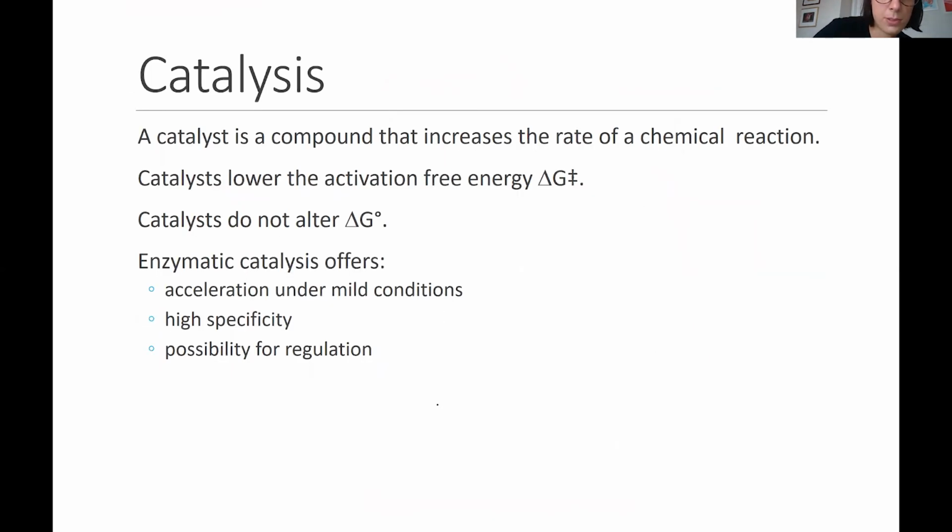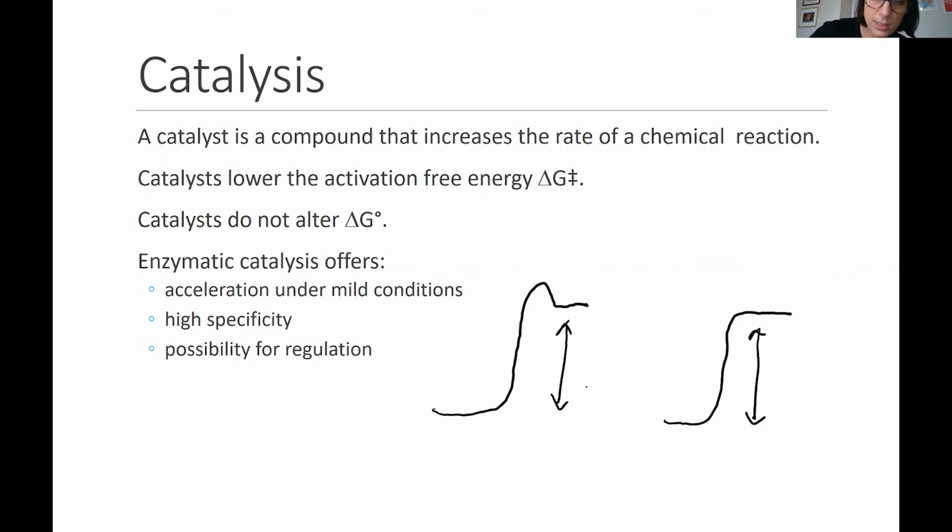So for example, if this was what you had to do to go from reactant to product, a catalyst would do this. Gets rid of that activation energy, but still the change from reactant to product is the same.